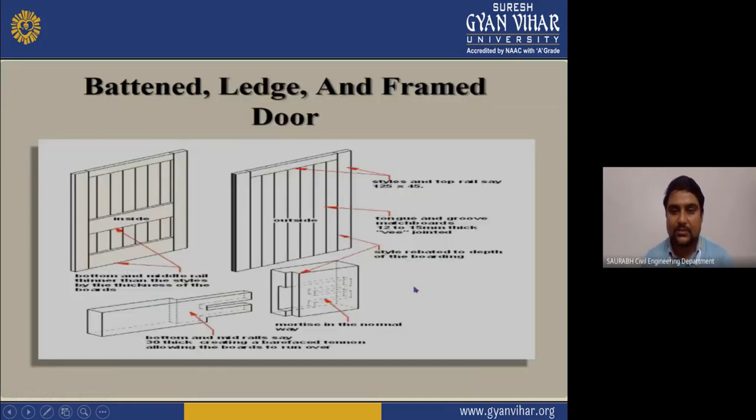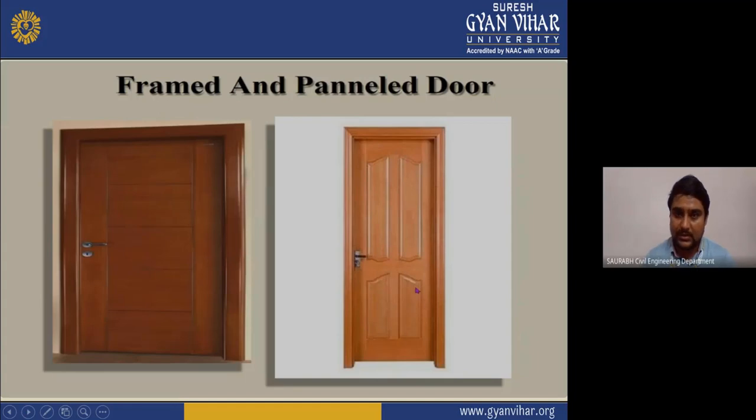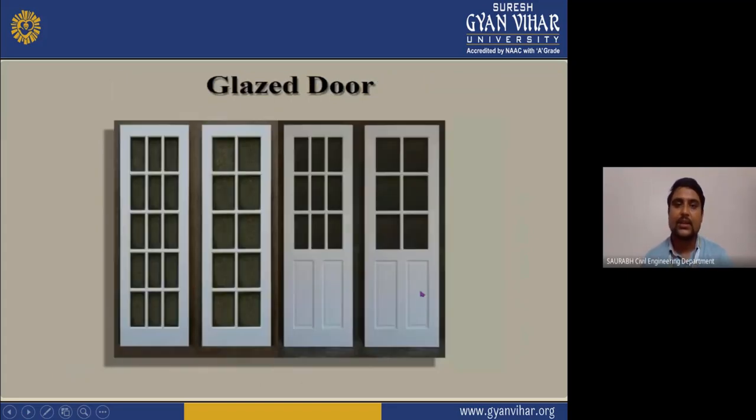And there are also some parts of battened, ledged, and framed door. You can see here these are the parts of this door. Now come to the framed and paneled doors, and this is a very good type of door which is provided in living rooms. You can also provide it in homes. And this is your glazed door. If you see the size of glazed door, it will look like this. It may be half covered and half open.